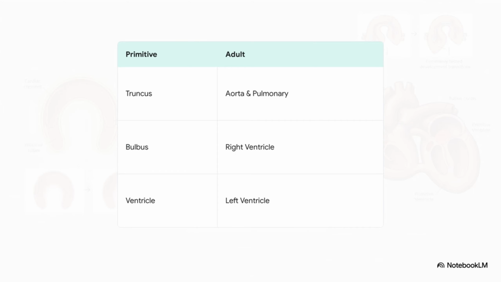Seriously, lock this structural alignment right into your visual memory. Let's walk through exactly what these segments turn into. The truncus arteriosus forms the roots and the proximal portion of the aorta and the pulmonary artery. The bulbus cordis takes on a lot of work, forming the right ventricle and the outflow tracts of both ventricles. Meanwhile, the primitive ventricle segment matures into the left ventricle. Crucially, the narrow little junction between the left ventricle and the bulbus cordis is known as the primary interventricular foramen.